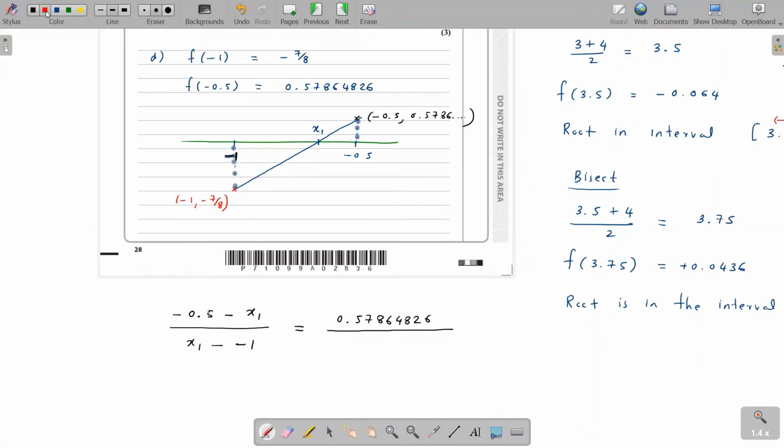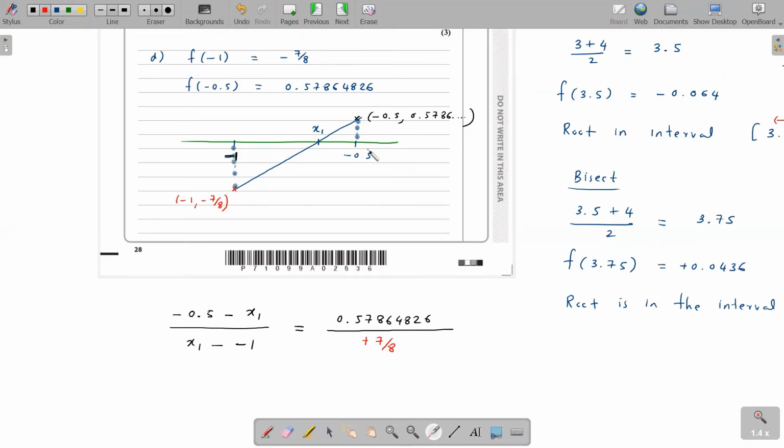Now many of you might make the mistake. This should be plus 708. Why? We are just getting the length here, right? You only need to get the length here. The y value here is 0.5786 is the y length here. Here it's plus 708. Do not use minus 708 here.